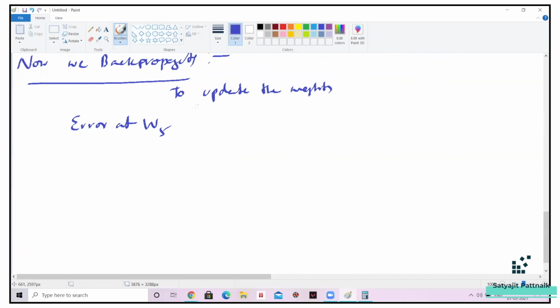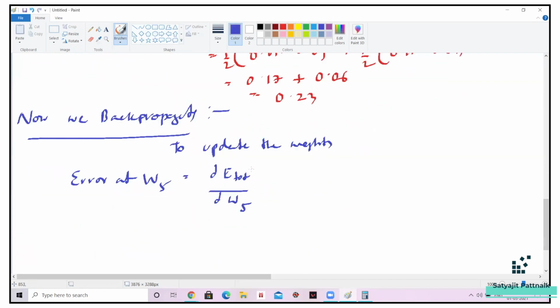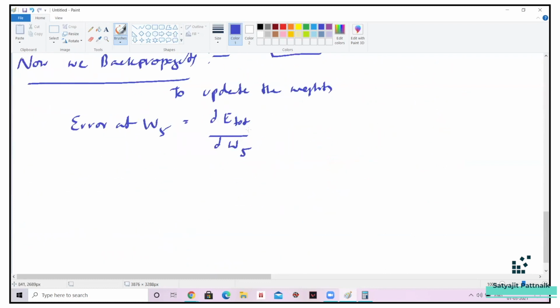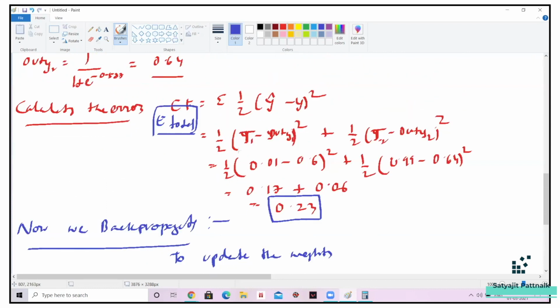It is nothing but, if I take a derivative, the derivative of E total with respect to W5. We'll have to find the error, right? So what is E total? E total is nothing but the cost function. I'll just name it as E total, the total error. E total is equal to 0.23. So what is the derivative of E total with respect to W5? Now in the formula, we don't have W5, right? So if we take a derivative with respect to W5, we will not be able to do it.